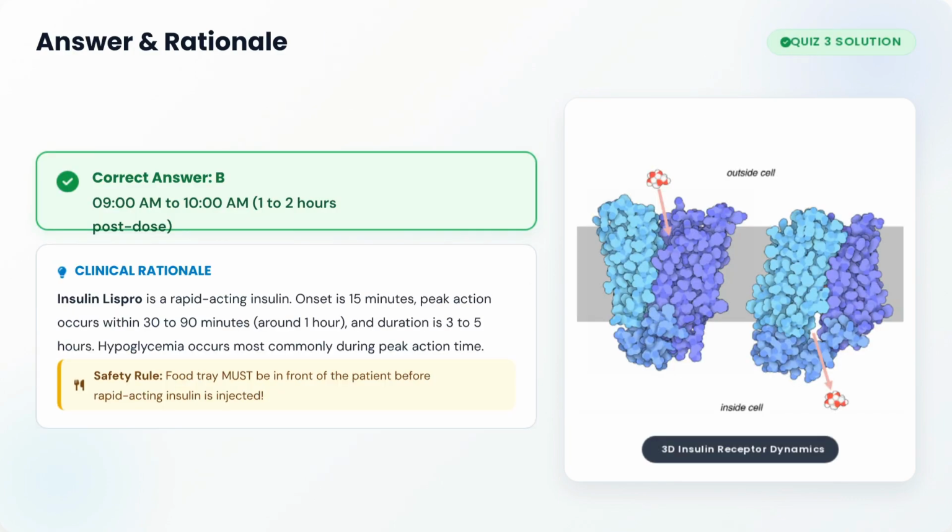The correct answer is B. 9 a.m. to 10 a.m. Insulin Lispro is a rapid-acting insulin. Its peak action occurs within 1 to 2 hours post-dose, which is when hypoglycemia risk is highest. Ensure the food tray is available before injecting.